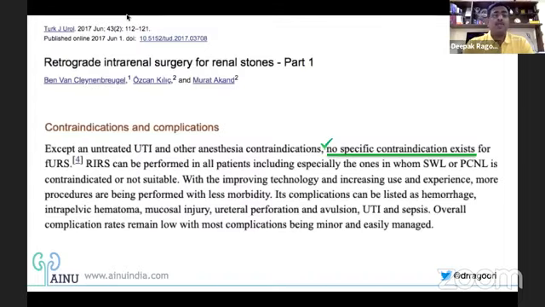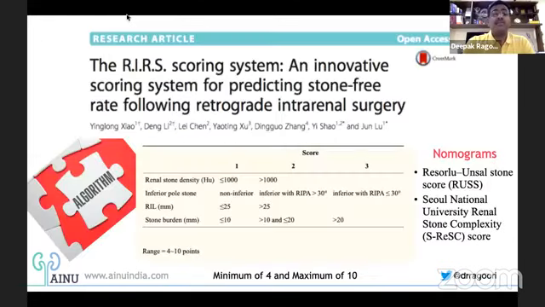It's very interesting to see even one of these papers saying that there are no specific contraindications for RIRS, which is a nice thing to listen to, isn't it? As long as you know what you're doing, you could actually use your flexible ureteroscopy in a very effective manner.